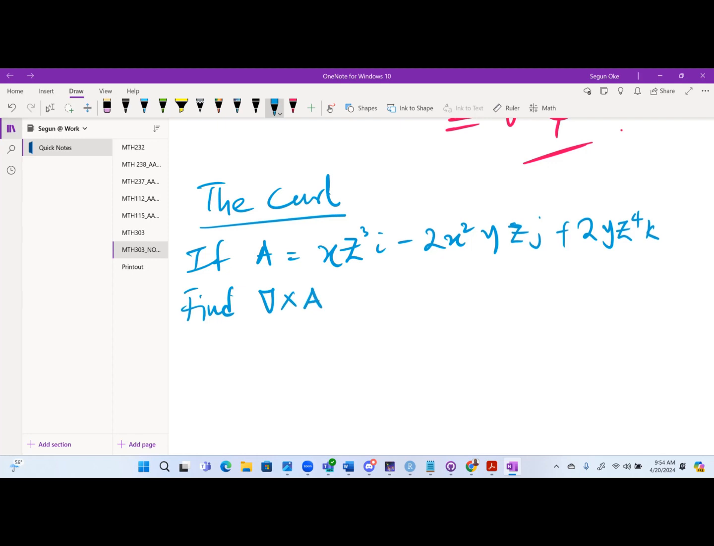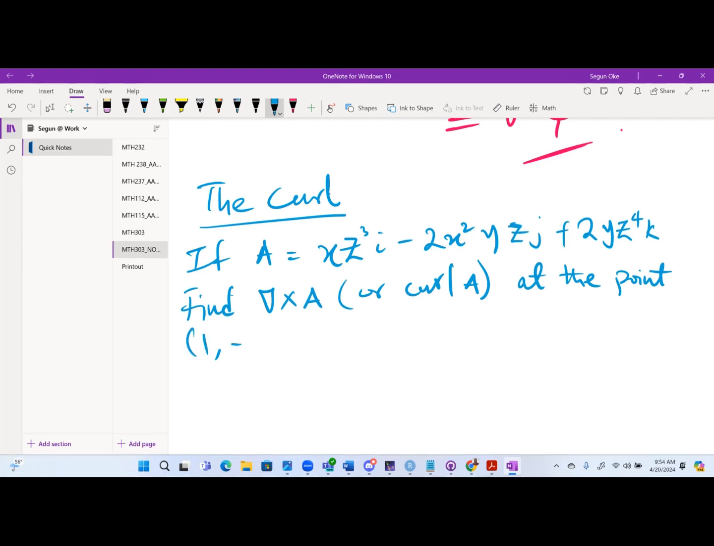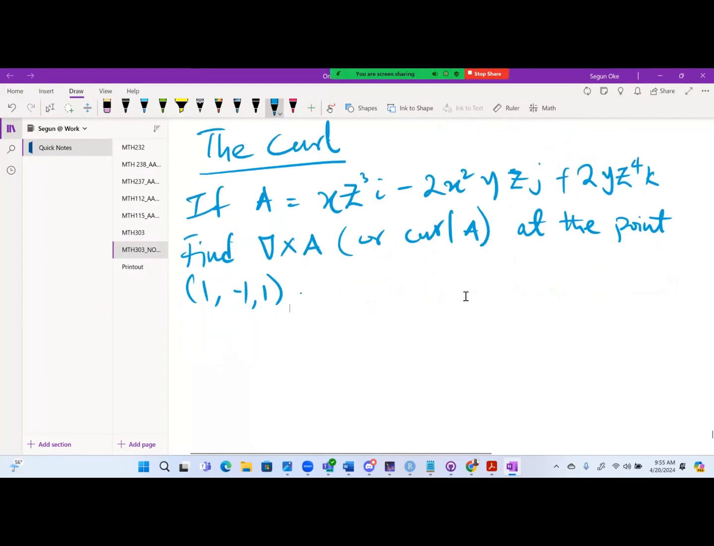del cross A, which is curl A. You can call it curl A, at the point 1, negative 1, 1.